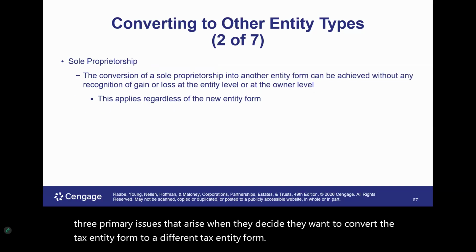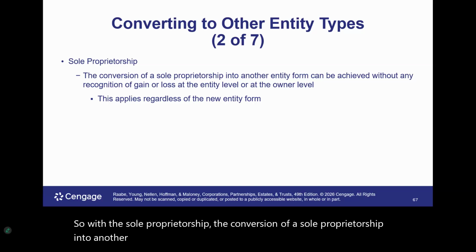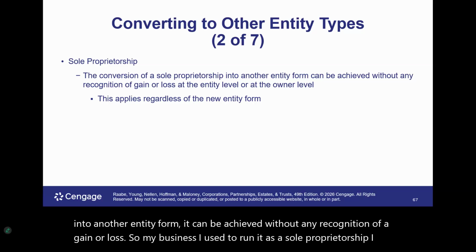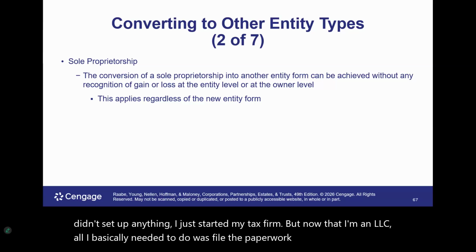So with the sole proprietorship, the conversion of a sole proprietorship into another entity form can be achieved without any recognition of a gain or loss. So my business, I used to run it as a sole proprietorship. I didn't set up anything. I just started my tax firm. But now that I'm an LLC, all I basically needed to do was file the paperwork with the state, and that was it. There was no tax.